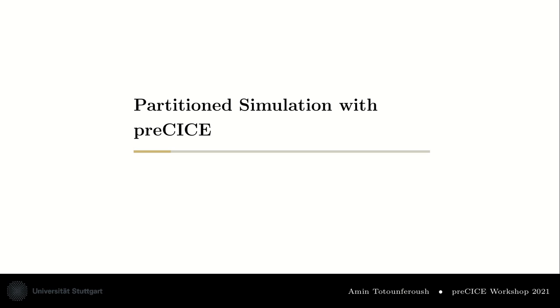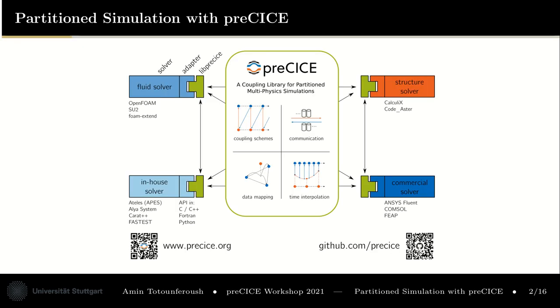Okay, partitioned simulation with preCICE. There are generally two approaches to tackle multiphysics simulation: monolithic approach and partitioned approach. In a monolithic approach, we discretize and solve all equations from different physics together as a single large system of equations. But in a partitioned approach, we decompose the simulation domain into smaller subdomains according to their physics and use independent solvers for each subdomain. This requires a coupling tool to actually connect different solvers to each other.